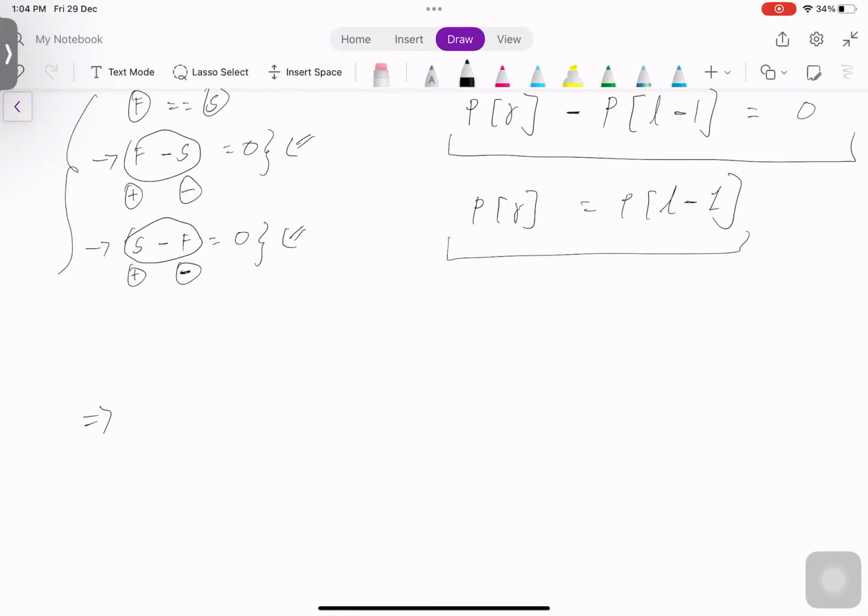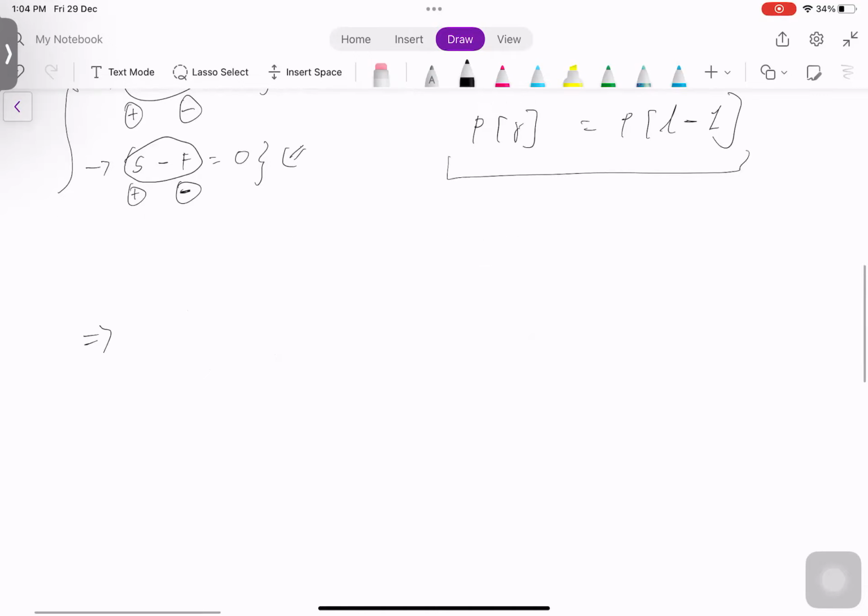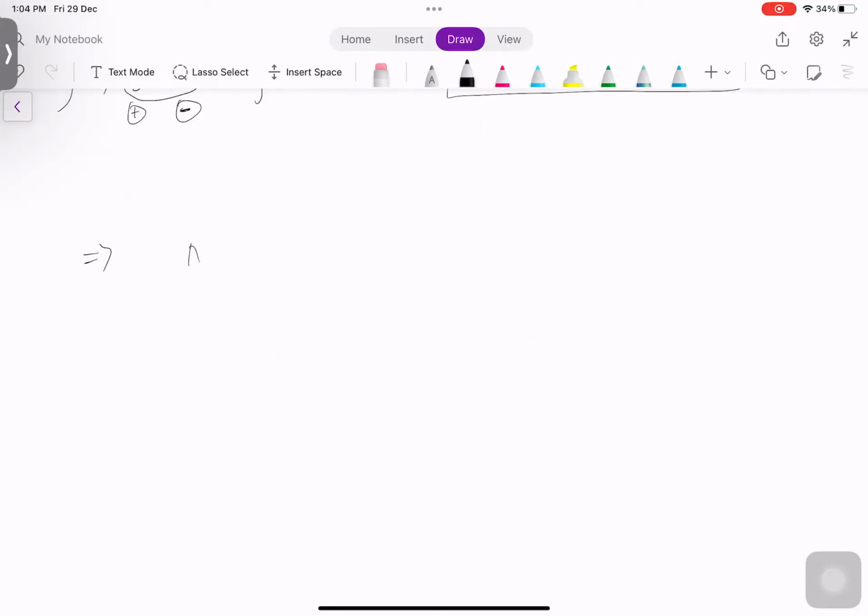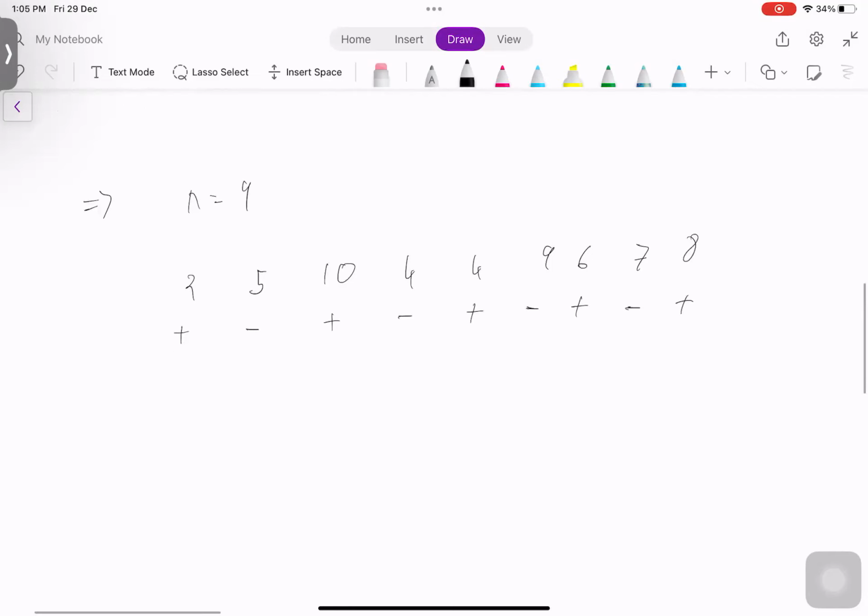So now let us take an example for better understanding. We can pick a sample itself. So let's say we are picking n is equal to 9 and the array values are 2, 5, 10, 4, 4, 9, 6, 7, 8. These are the array values. Now let us give signs to them: plus, minus, plus, minus, plus, minus. Now in this, there should exist a subarray with sum 0. Right? So now let's see how we can do it.